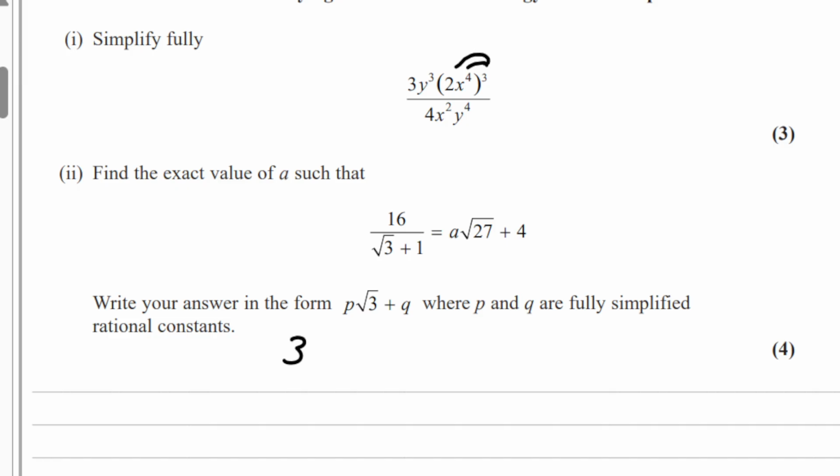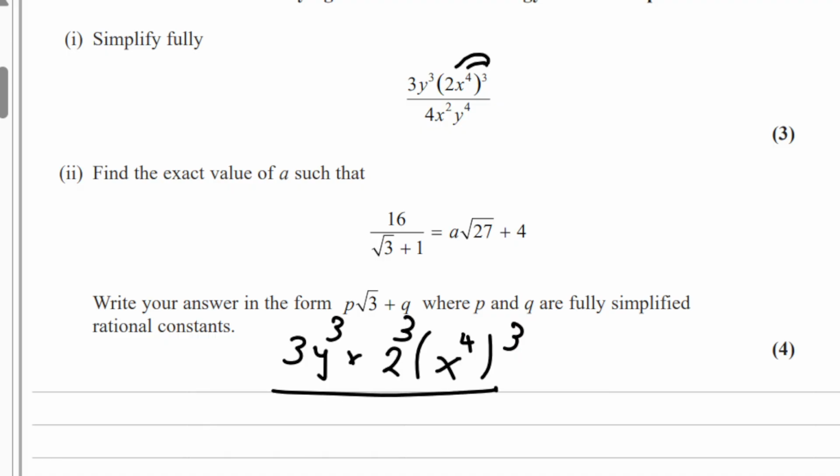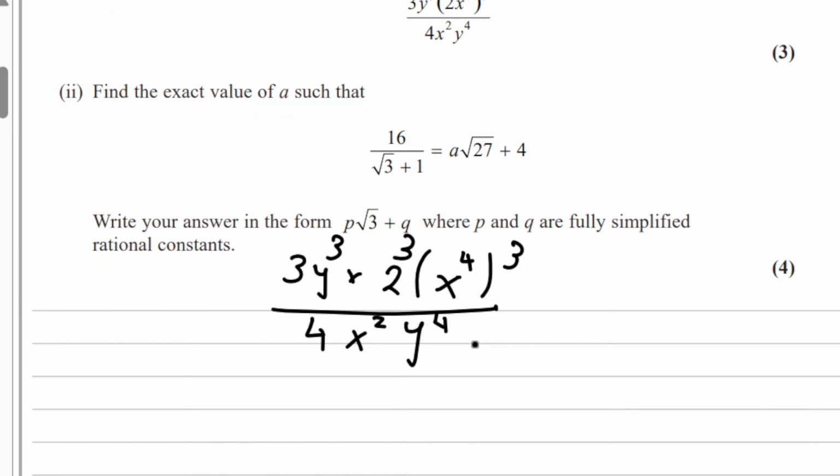3y cubed, and then 2 cubed and then x to the power of 4 to the power of 3. I split the 3 into the 2 and the x to the power of 4, divided by, on the denominator we have 4x squared y to the power of 4. I didn't do anything on the denominator. Again, we just split the 3 into the 2 to make it 2 to the power of 3, into the 4, into the x to the power of 4 to make it like that.